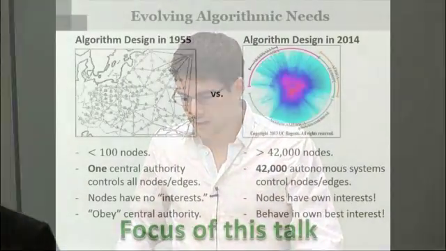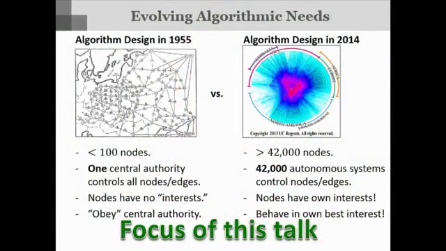about. Instead, what I want to point out is that in the graph on the left, all the nodes are controlled by one central authority. The nodes have no interests, and in some sense they just obey whatever the central authority says. Whereas in the graph on the right, there are 42,000 autonomous systems that are making their own decisions. They have their own interests, and they behave in their best interests. So they're not just going to do what someone tells them to.